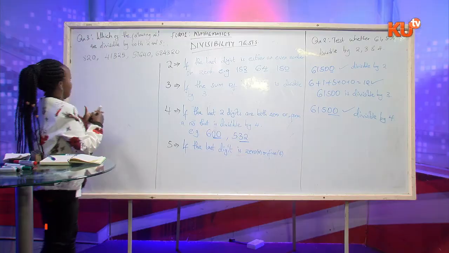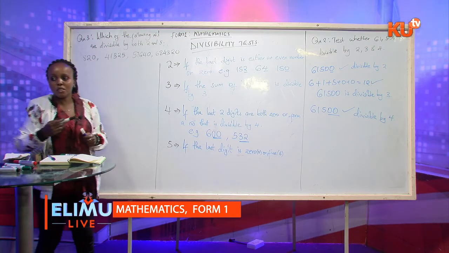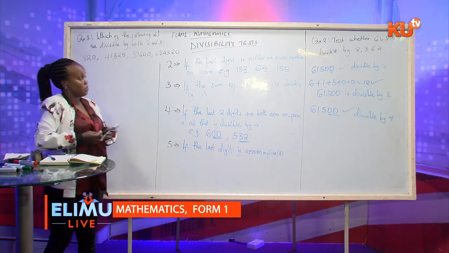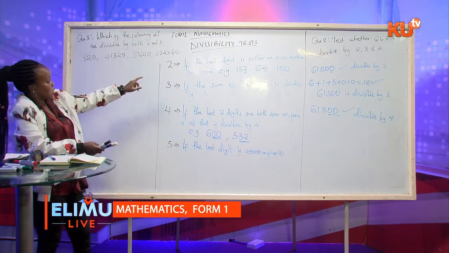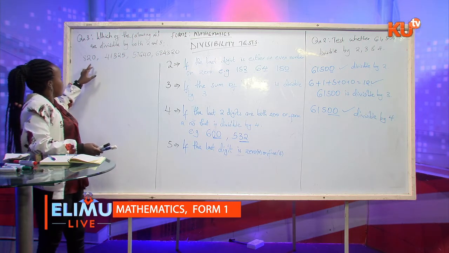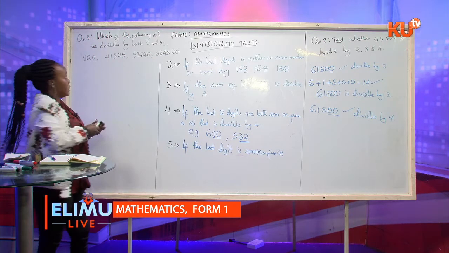So we have those numbers 1, 2, 3, 4. We have 4 numbers there. We are supposed to test if those numbers are divisible by both 2 and 5. We have our divisibility test for 2. A number should be divisible by 2 if the last digit is either 0 or an even number. So already we can start eliminating.